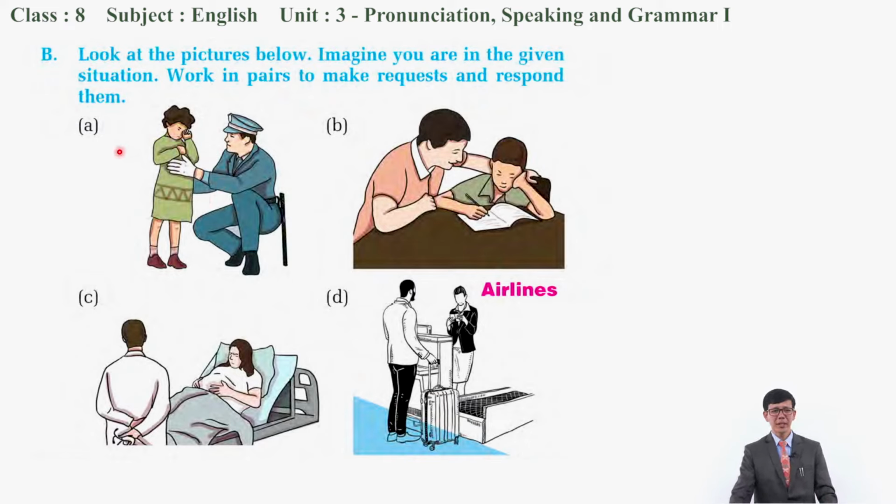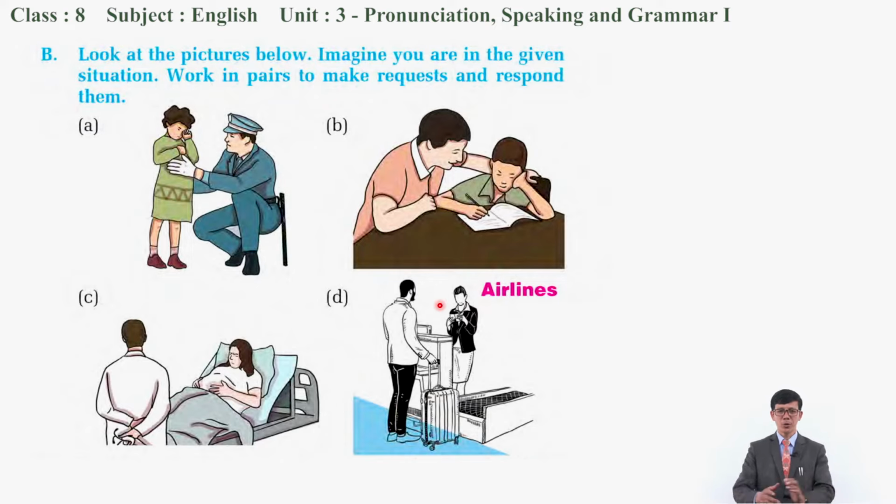Can you please tell me? How did she make the request to the policeman? Can you please help me to call my parents? Or the policeman might ask her, I wonder if you can tell me your parents' mobile number. So he might ask for her parents' mobile number, and she might respond. This way, they might have a conversation.